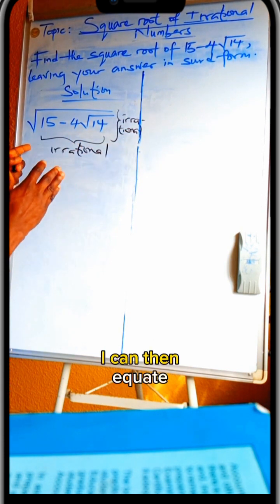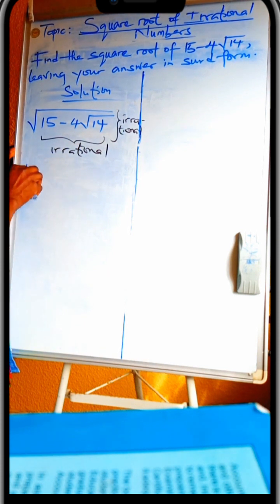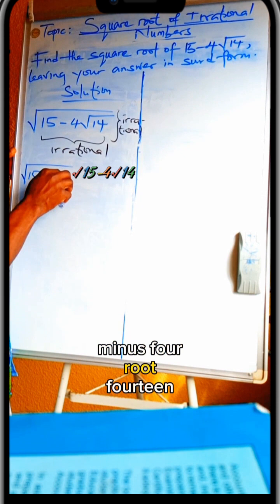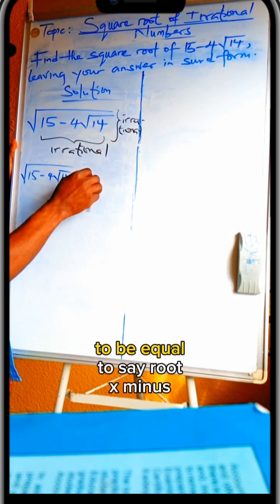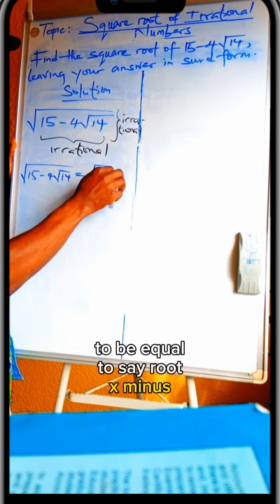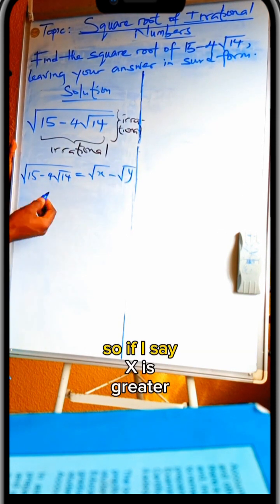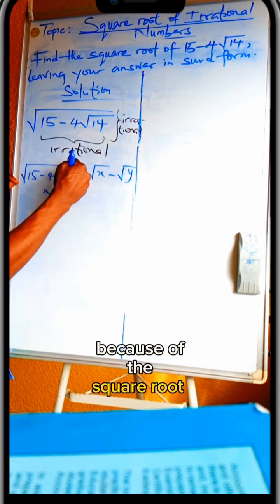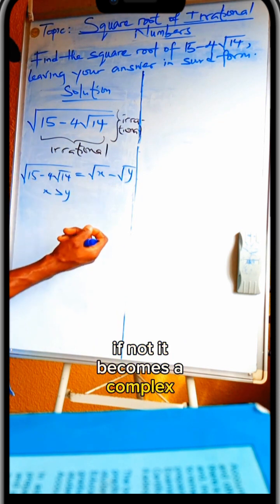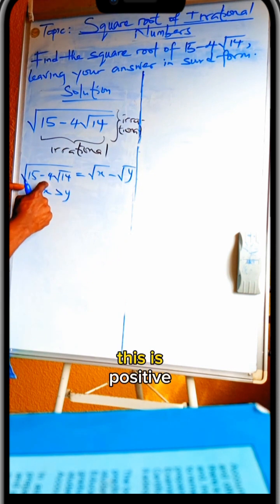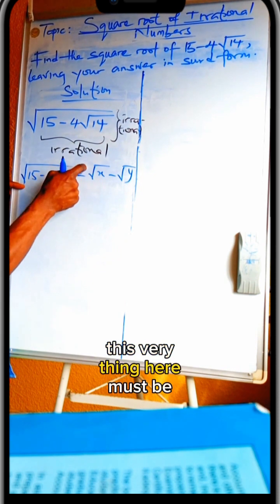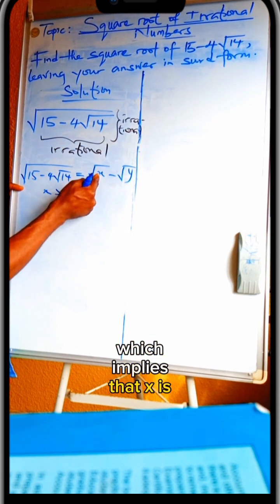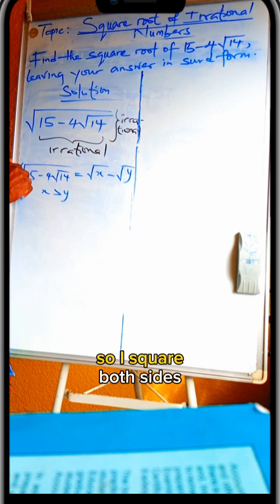So with this information, I can then equate the number 15 minus 4 root 14 to be equal to, say, root x minus root y. So if I say x is greater than y here, I hope I'm still on point, because if this is irrational, the result cannot be negative because of the square root. If not, it becomes a complex number, which implies that the whole of this is positive. If the whole of this is positive, this very thing here must be greater than this, which implies that x is greater than y.